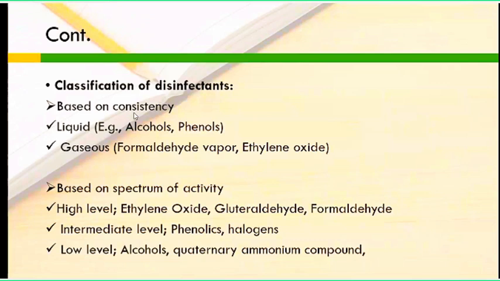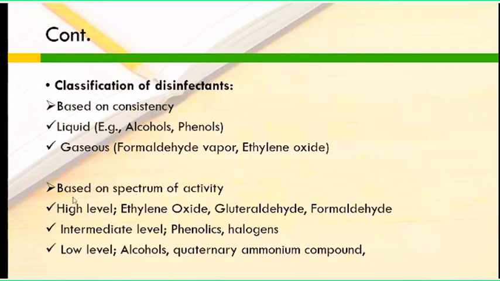An example is spirit, which is an antiseptic that is used on the skin. Then isopropyl can be used to disinfect thermometers. The disadvantages of using alcohol as a disinfectant include that it can be an irritant to the skin and it's very volatile and inflammable. Then another example of disinfectant is phenol. Then we have the gaseous type, which includes formaldehyde vapor and ethylene oxide.